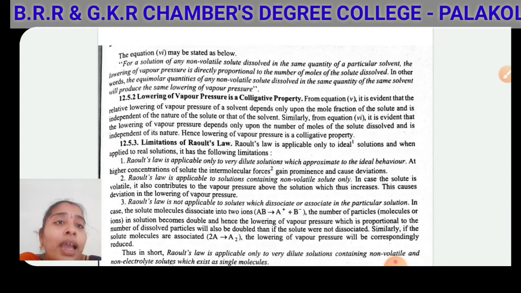The third limitation is when solute molecules dissociate into fragments or associate in a solution. If solute molecules dissociate into two ions, the number of particles in solution becomes double. Hence the lowering of vapor pressure, which is proportional to the number of dissolved particles, will also double compared to if the solute were not dissociated. Similarly, if the solute molecules are associated, the lowering of vapor pressure will be correspondingly reduced.